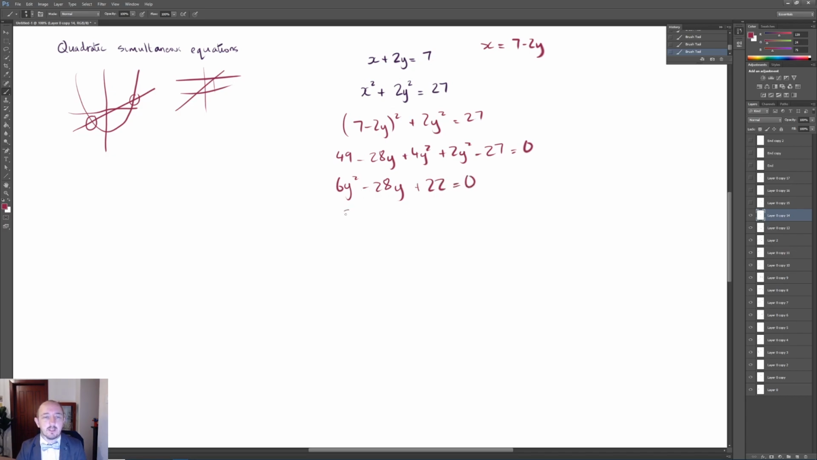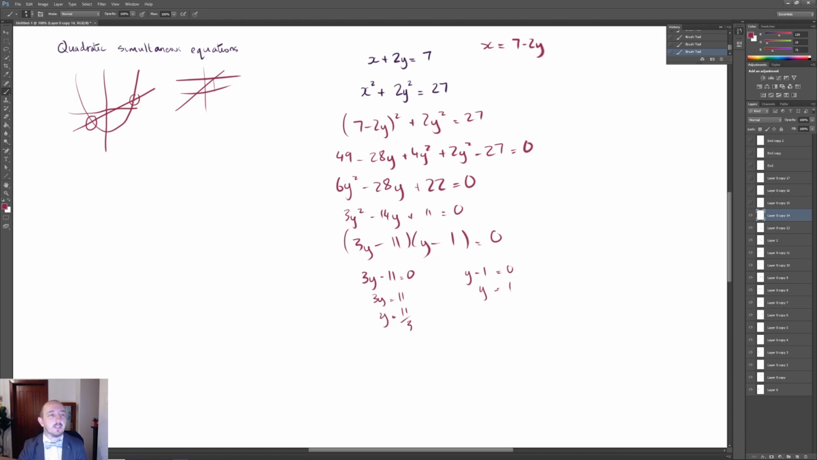And I can divide through by 2 to get 3y squared minus 14y plus 11. So 3y and y, and there's going to be a 1 and 11 in here. So we want 2 minuses and an 11 there and a 1 there. So 3y squared minus 3y, yeah, that will work. So we have 3y minus 11 equals 0, y minus 1 equals 0, so y equals 1, and 3y equals 11, so y equals 11 over 3.